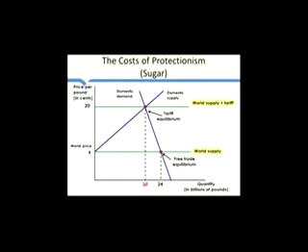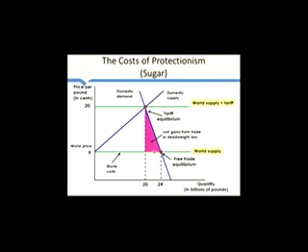Okay, so what are the costs of the tariff? Well, there are two. First of all, the lost gains from trade. The demand curve can be read as the willingness to pay. This is the willingness to pay for sugar by domestic consumers. The world supply curve can be read as the cost of producing sugar.